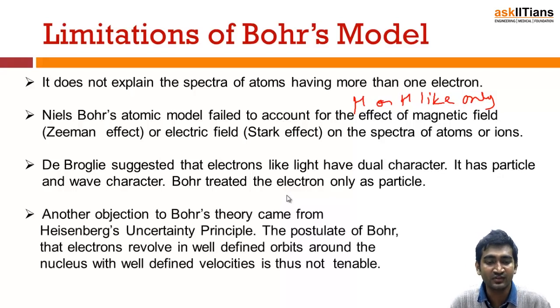Also, another objection was from the Heisenberg uncertainty principle, okay, which says that electrons cannot move in a definite path. According to the Heisenberg uncertainty principle, if you are measuring x, then you cannot measure v very perfectly. So it was a flaw again.